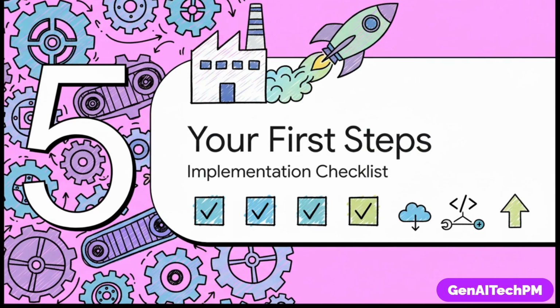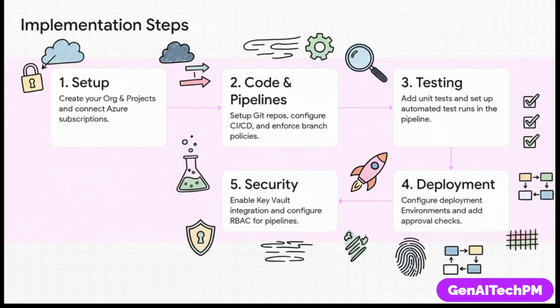Okay, we've done the full factory tour. We've seen how all the machines work and how they fit together. So the big question now is, how do you get started building your own? Let's walk through a super practical checklist. This is your roadmap, plain and simple.